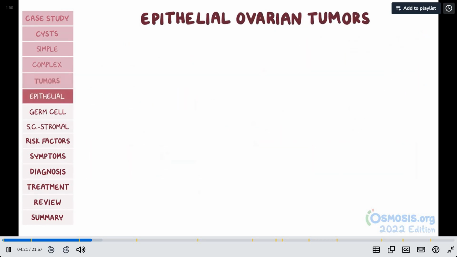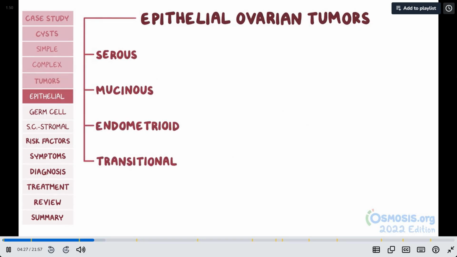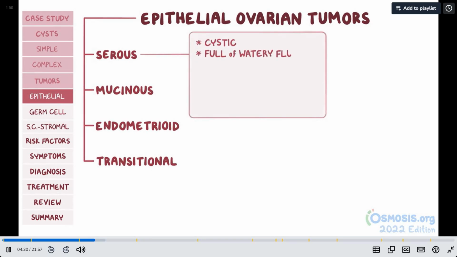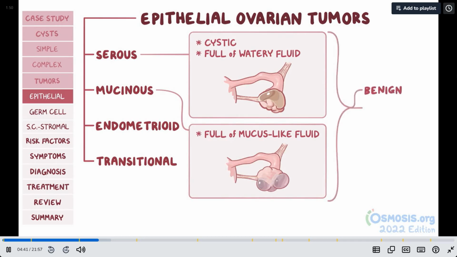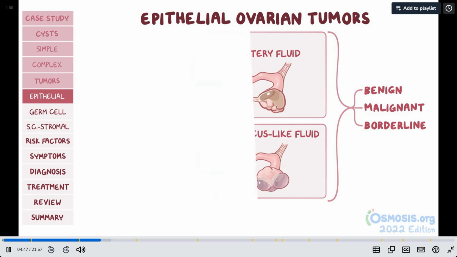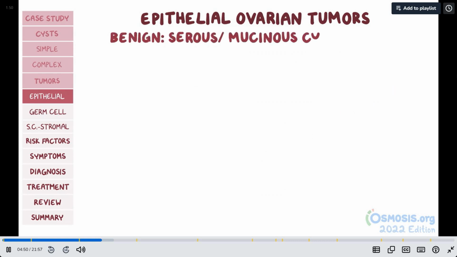Epithelial ovarian tumors can be subdivided into 4 types: serous, mucinous, endometrioid, and transitional. Serous tumors are usually cystic and full of watery fluid. Mucinous-type tumors are similar to the serous type, but they're full of mucus-like fluid, which is where they get their name. Both serous and mucinous tumors can be benign, malignant, or borderline, meaning they have a mix of benign and malignant characteristics. The benign type is called serous or mucinous cystadenoma.